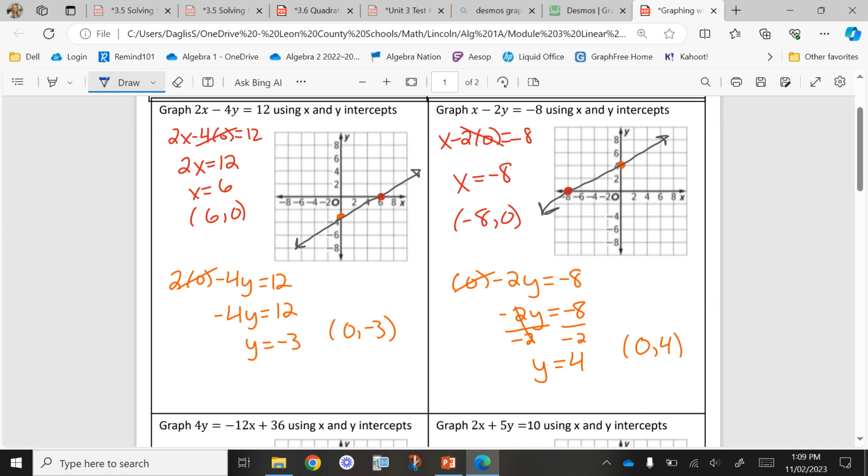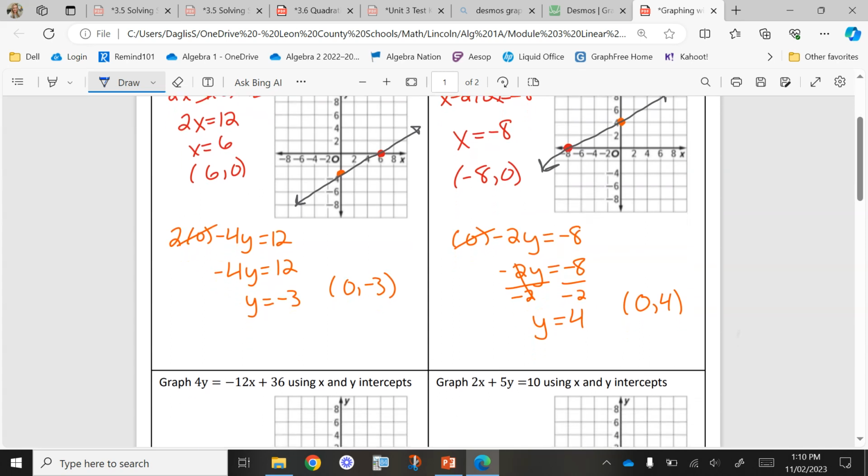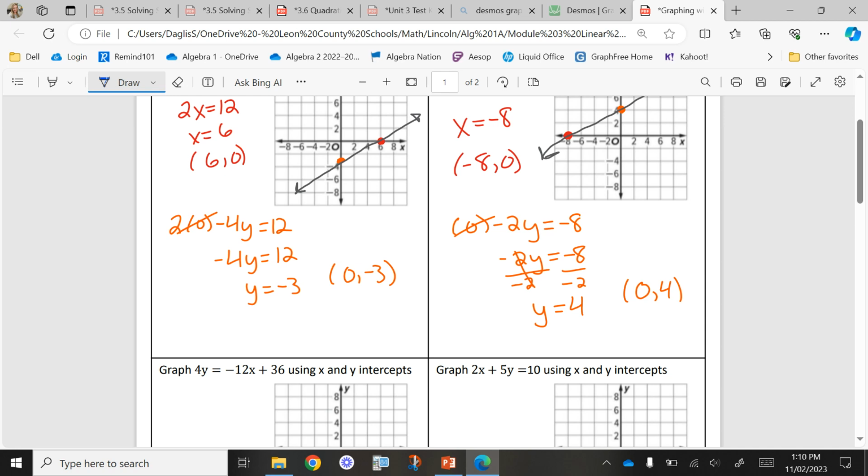See how my next one, we have 4y equals negative 12x plus 36? Is that in standard form? No. It doesn't have to be, but if you want to put it in standard form, you can. All right? How would I put it in standard form? We're going to add 12x to be with my 4y. So standard form, your x and y are on the same side. So I'm going to add 12x over here.